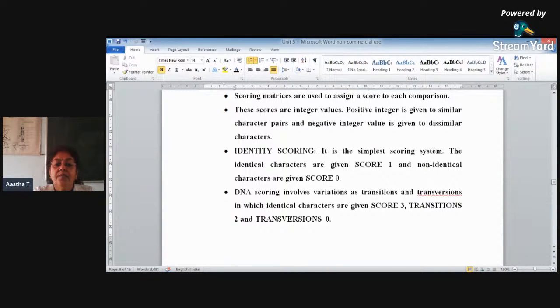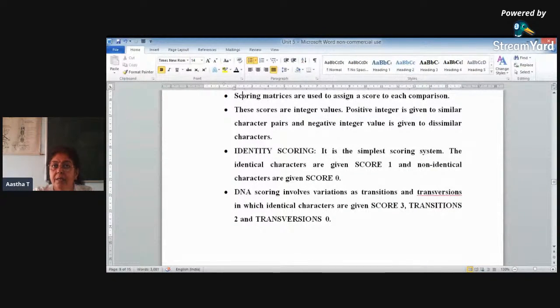DNA scoring involves variations such as transitions and transversions. DNA scoring मध्ये काय दिलं जातं? Transitions and transversions. So identical characters are given score 3, transitions are given score 2, and transversions are given score 0.